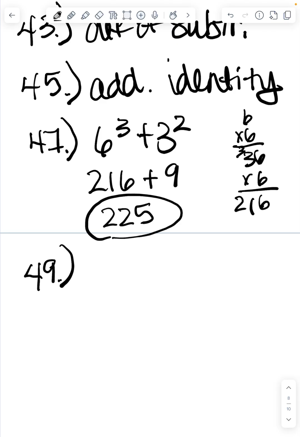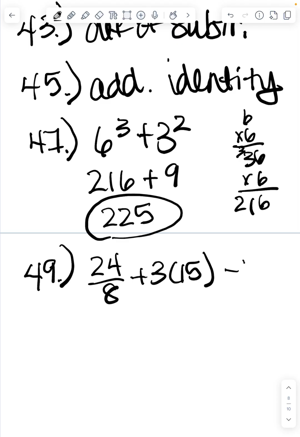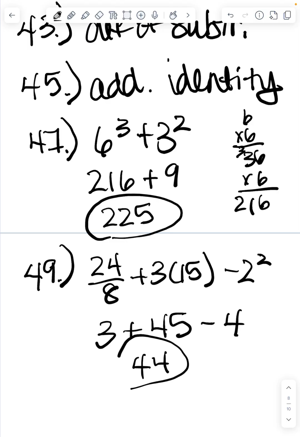49 is 24 over 8 plus 3 times 15 minus 2 squared. 24 over 8 is 3 plus 45 minus 4. Final answer, 44.